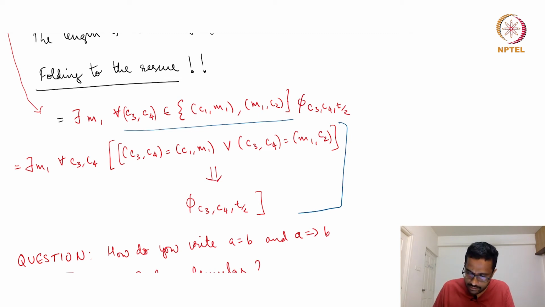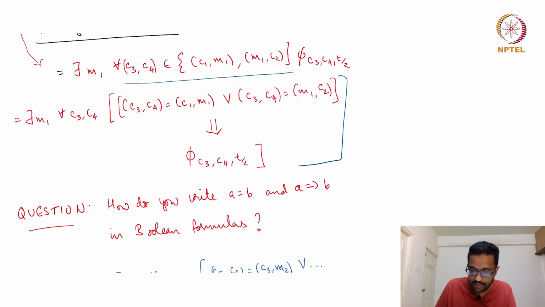Now the only thing remaining is the equal to symbol and the implies symbol. I leave it to you to think about how to write A implies B and A equal to B using just Boolean formulas. These are very simple exercises. Maybe you have seen this in the first class on Boolean logic, so you can think about it. The point I want to impress upon you is that all this can be done using Boolean formulas. So now the formula is something like this.